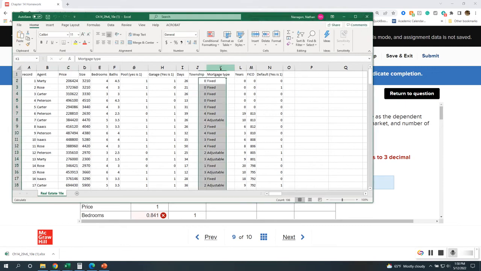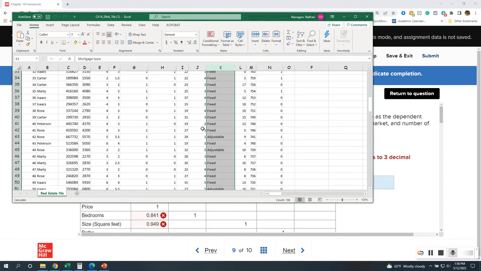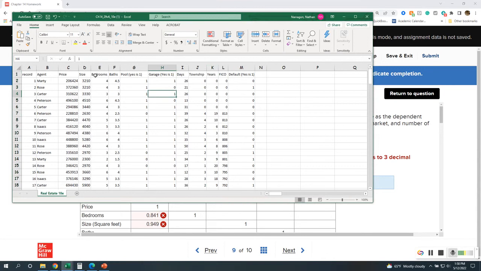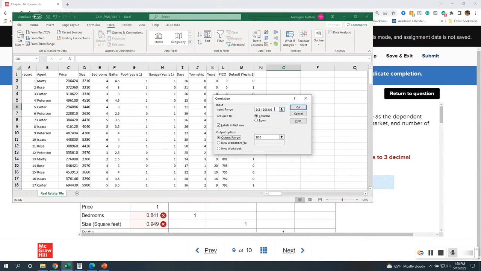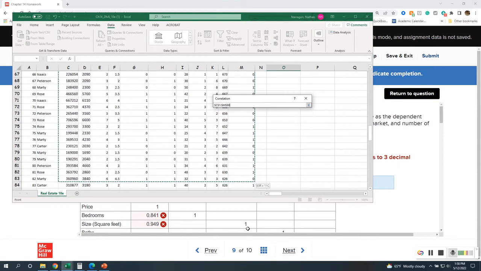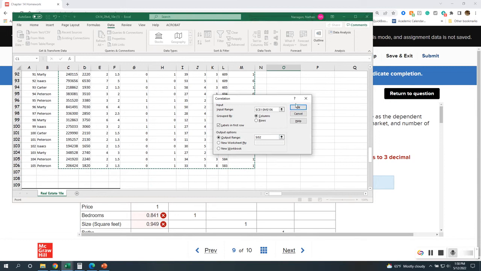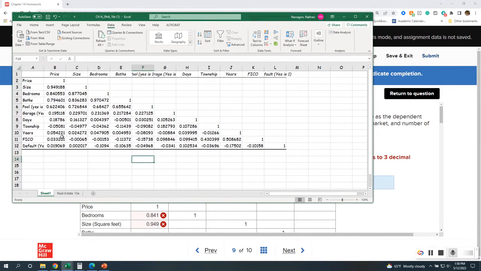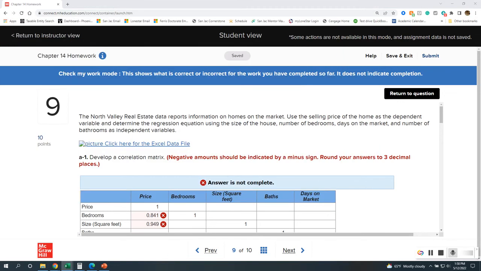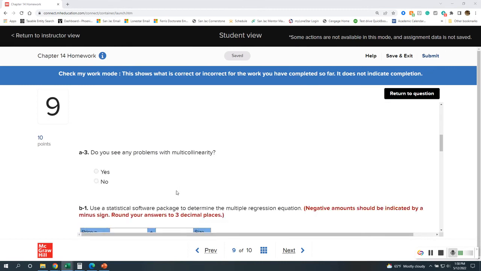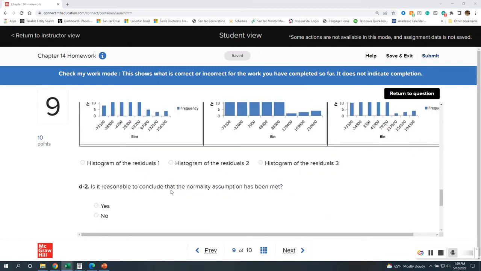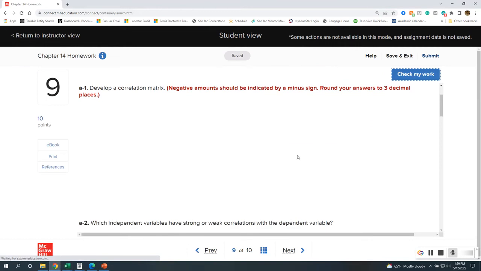Alright. I'll remove the mortgage type because that really doesn't affect us any. I'm just going to leave everything as it is as we do the correlation. So, data analysis, correlation. Alright. We're going to go ahead and just select everything because it doesn't really change anything. We're going to do new worksheet, hit OK. Nope, we come out with the same one. For bedrooms. So, it looks like, again, we have a bad one. So, let's return the question.